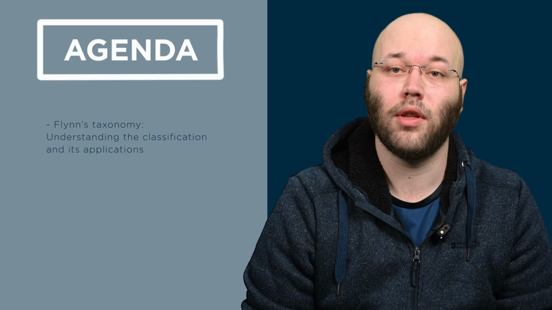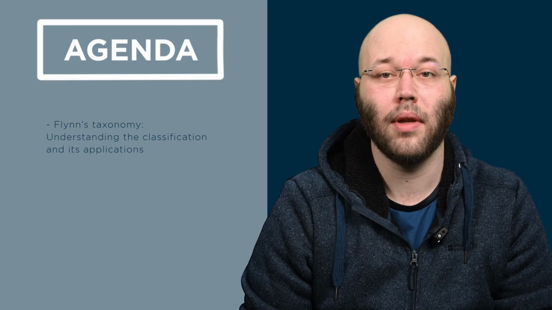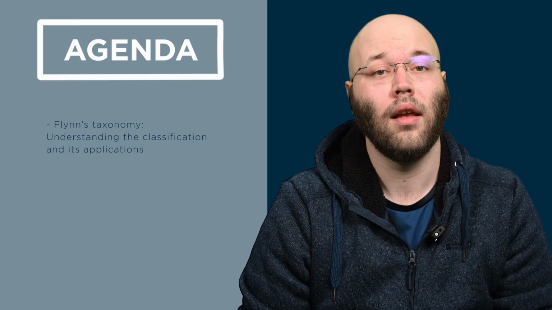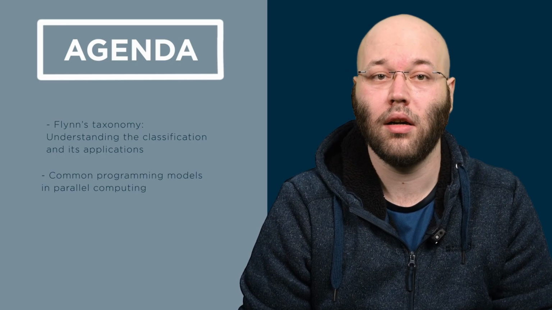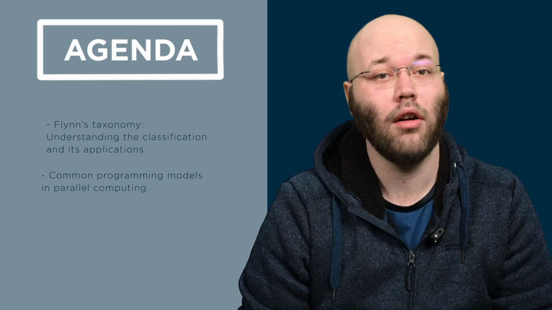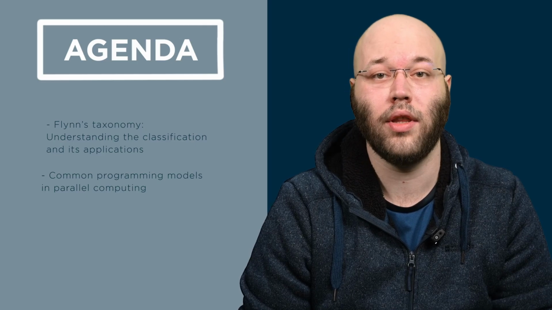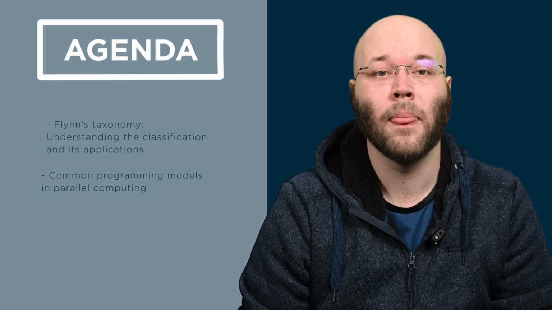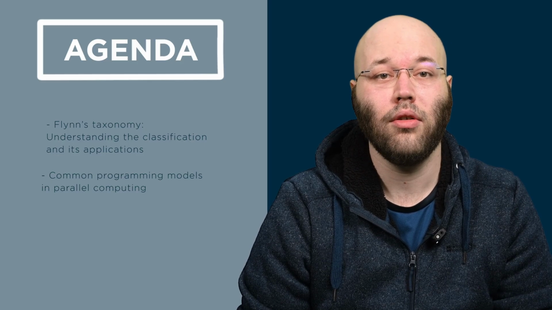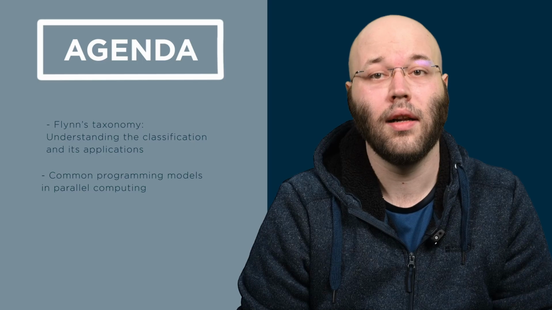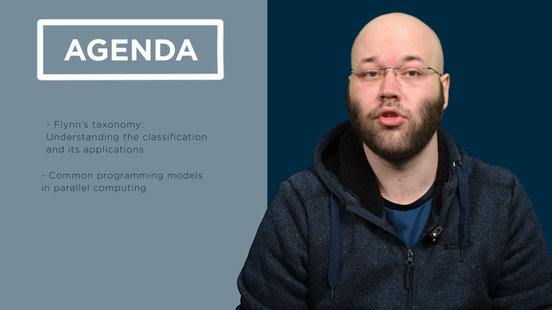To make these concepts clearer, we will illustrate them with practical examples and real-world applications in computing. Finally, we will introduce some widely used programming models in parallel computing that fit particularly well to some computer classes within Flynn's taxonomy. By the end of this discussion, you'll have a better understanding of how different computational models work and why they matter in today's technology-driven world.